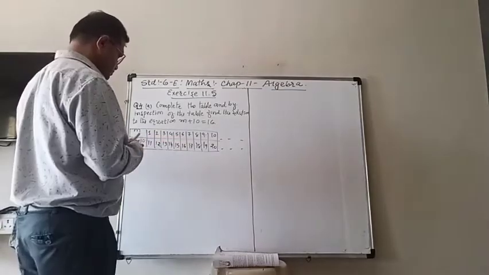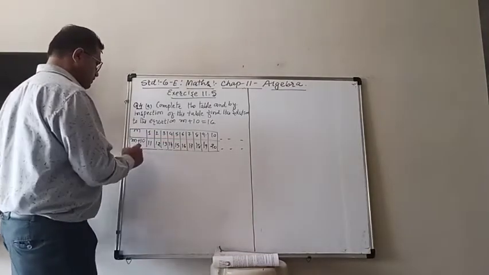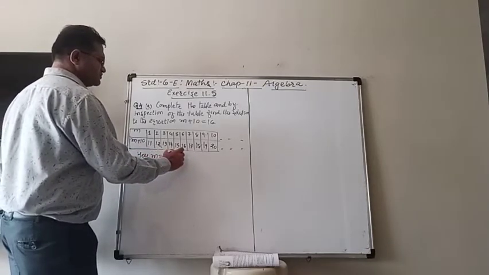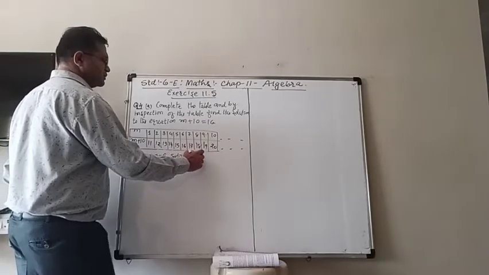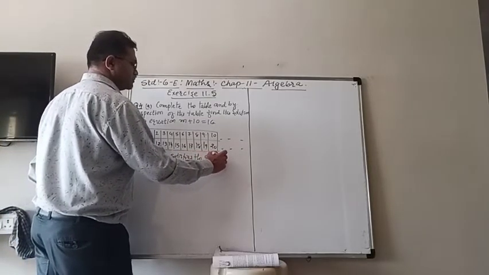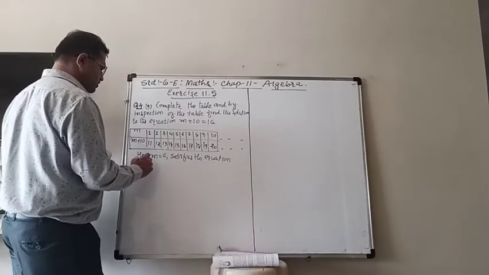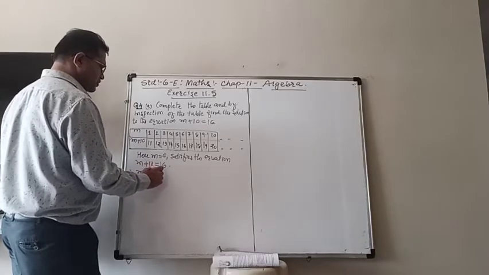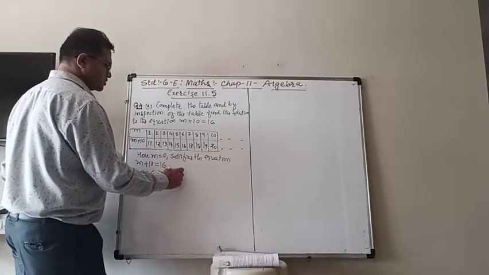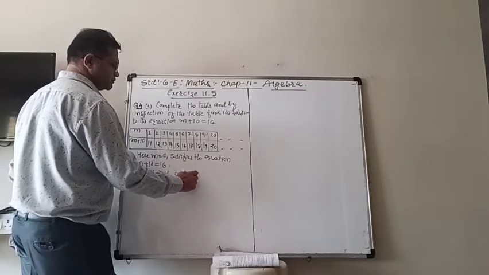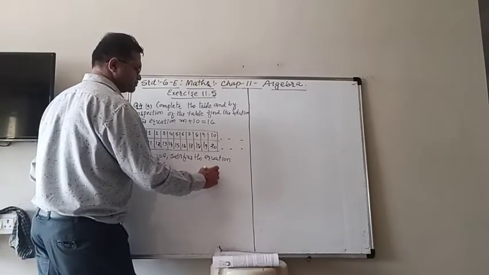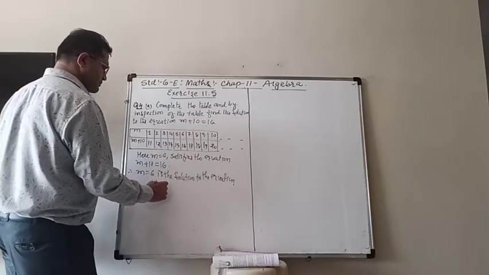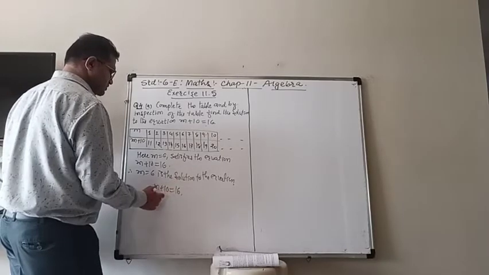So here m equal to 6 satisfies the equation m plus 10 equals 16. Therefore, m equals 6 is the solution to the equation, which is equation m plus 10 equals 16.